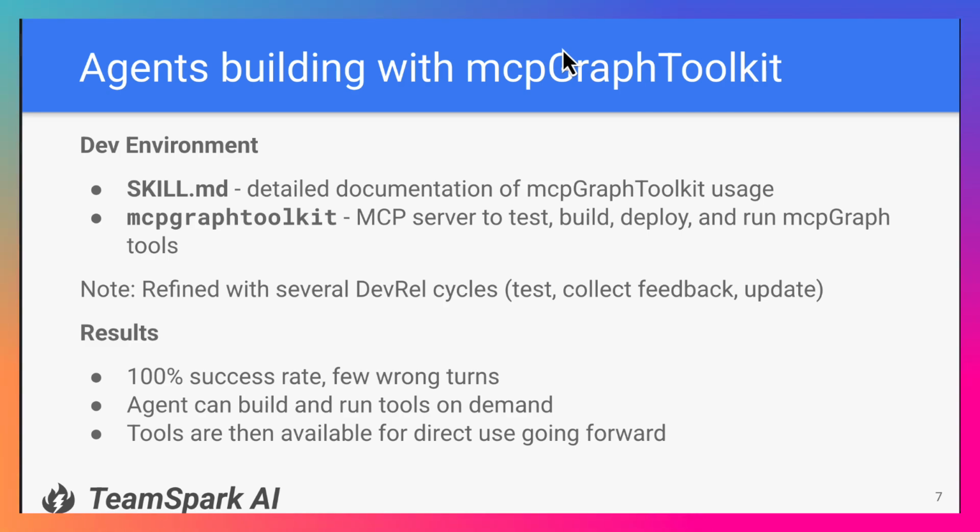And then we give it the mcpGraph toolkit server that's installed on an empty graph so that it can build and deploy and run tools on it. And then we went through a whole series of DevRel cycles where we basically gave it a prompt and told it to build a tool or a few different tools based on that configuration. And we watched where it struggled, and it probably took half a dozen times through this to get to something that was pretty clean. But we noticed lots of things.